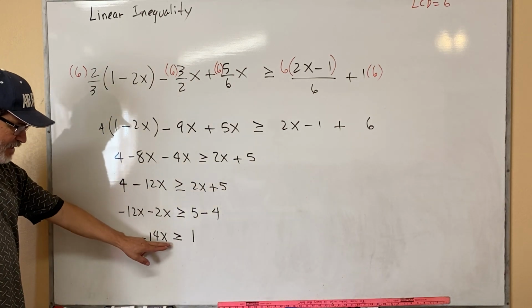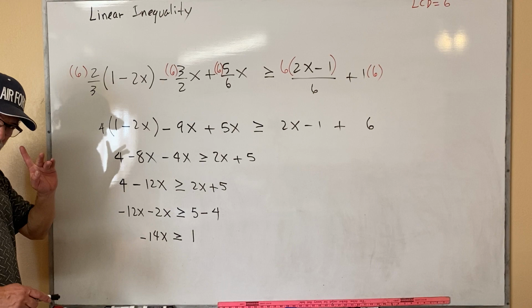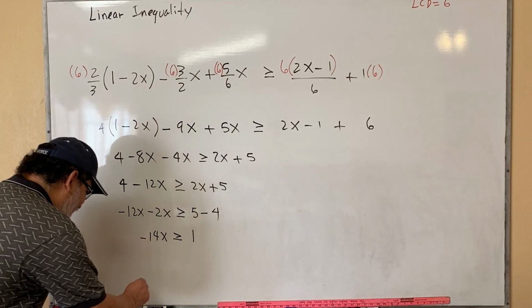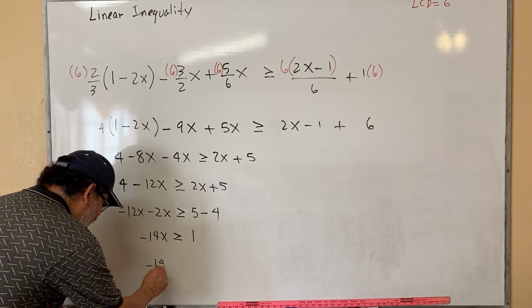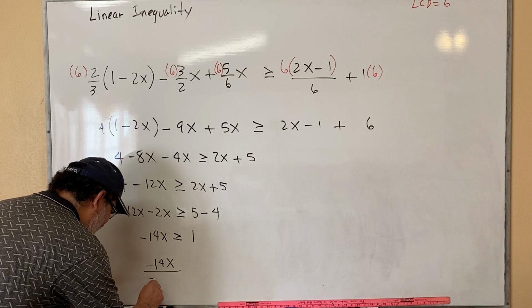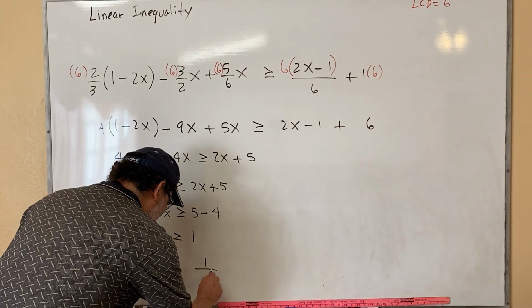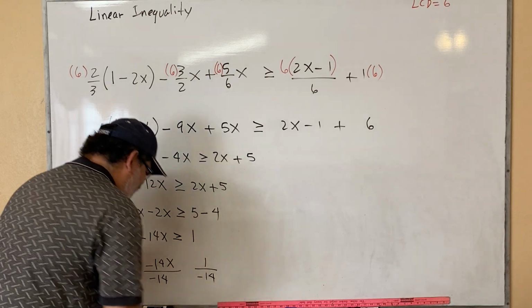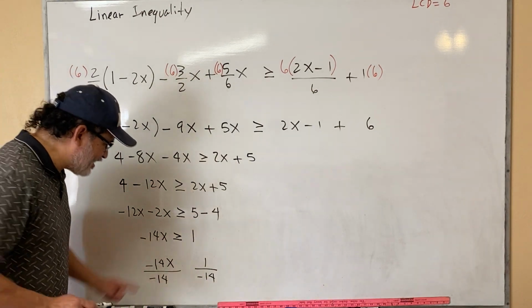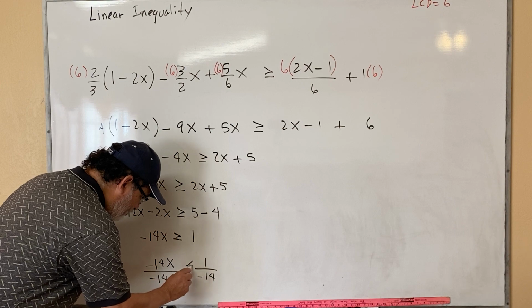So I divide this by negative 14. Watch what I'm going to do. Negative 14x divided by negative 14. And this is 1 divided by negative 14. Because I did that, this inequality symbol reverses.